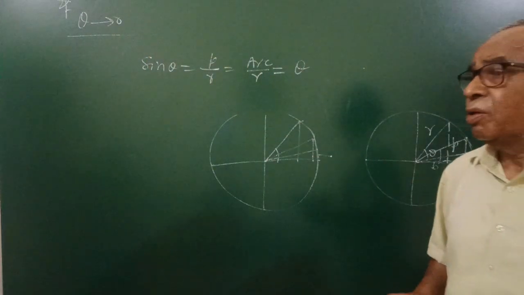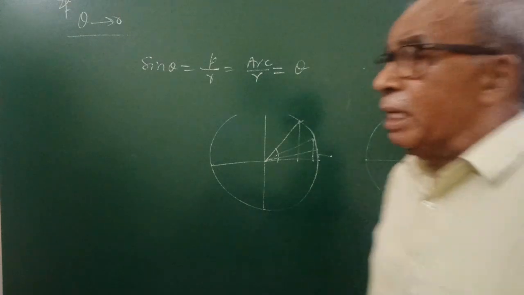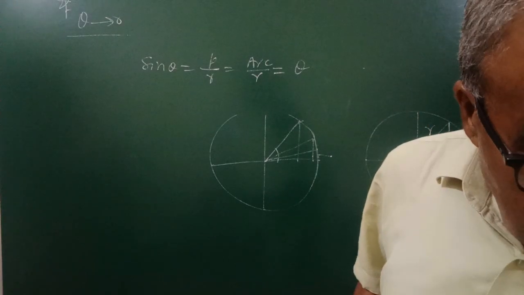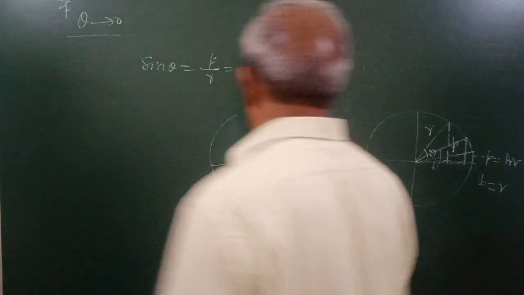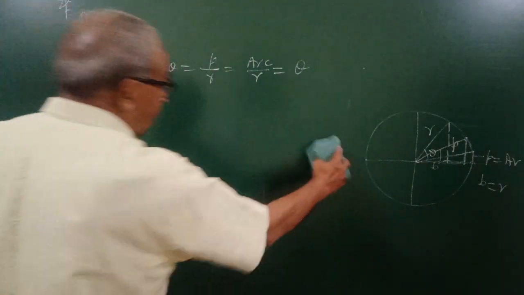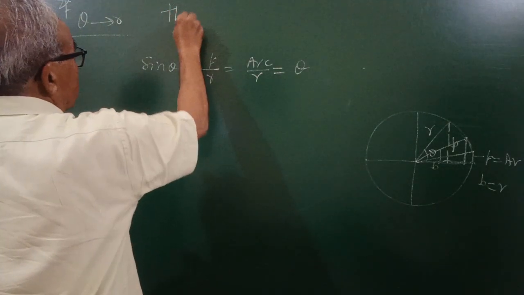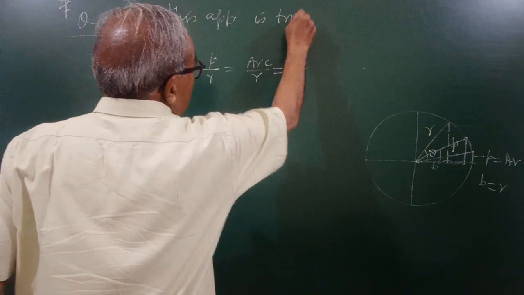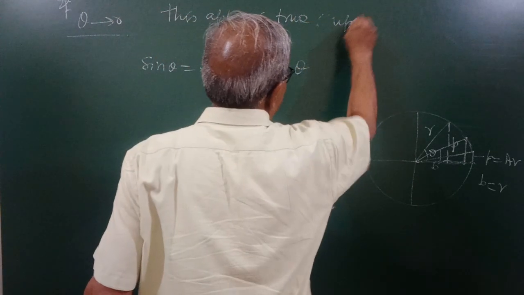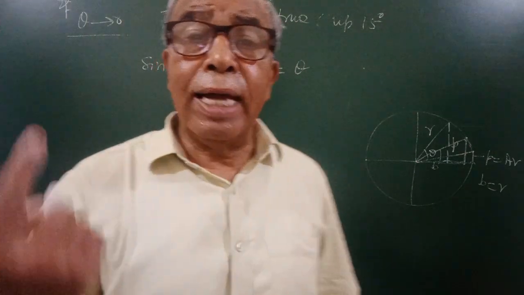In physics, we will use it many times. In the coming chapter in class 11, there is the chapter of rotational motion. In ray optics, class 12, we will use it many times. But a question arises here: theta tends to 0, and I told you this approximation is true up to 15 degrees. Now, what is the problem? Sin 50 is not 50. Sin 90 is 1.